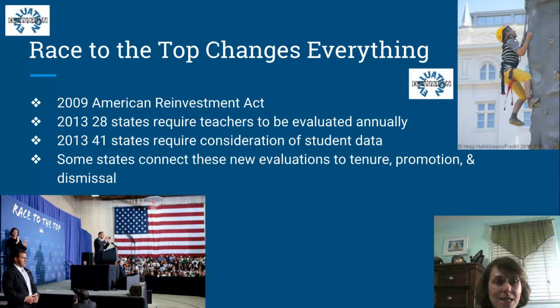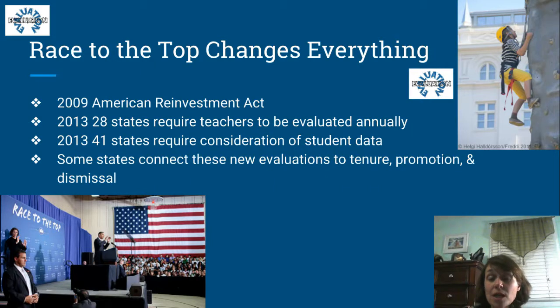What we did start to see is in 2013, we had about 28 states requiring teachers to be evaluated annually. And then in 2013, also 41 states started to require the consideration of student data as part of the teacher evaluation. And a lot of times that student data was based on high stakes testing. Some states connected the new evaluations to tenure, promotion, and dismissal as well.